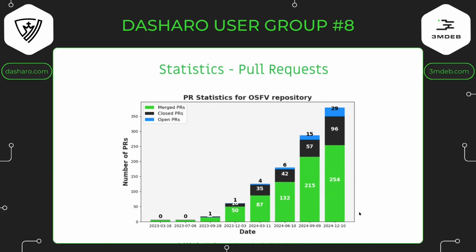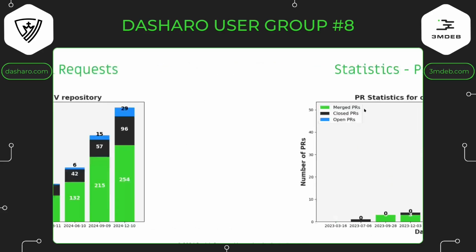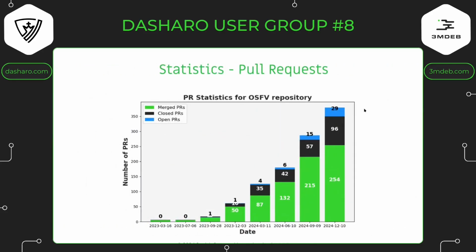In terms of statistics, we can definitely see an increase in development. What may be a bit worrying, and what we are working on right now, is to reduce the number of open pull requests, because it's almost 30 right now. And it's getting more and more difficult to go back to these older ones. We definitely need to take care of that a bit more. So that was the main open source firmware validation repository.